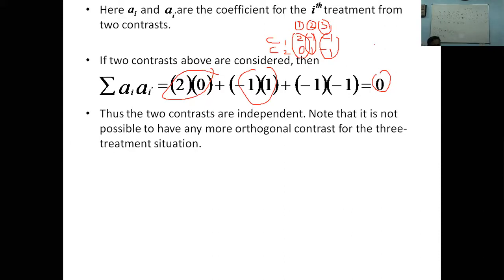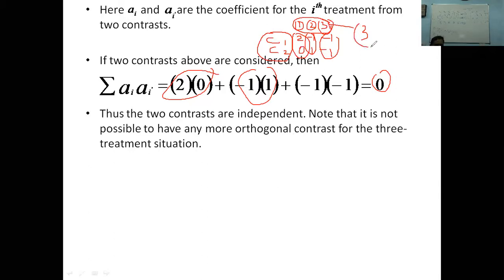In this example, how many treatments do we have? We have 3 treatments. 1, 2, 3. If you have 3 treatments, how many contrasts do we have in this example? C1 and C2. We have 2 contrasts.